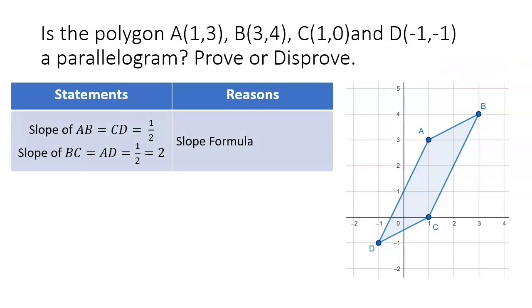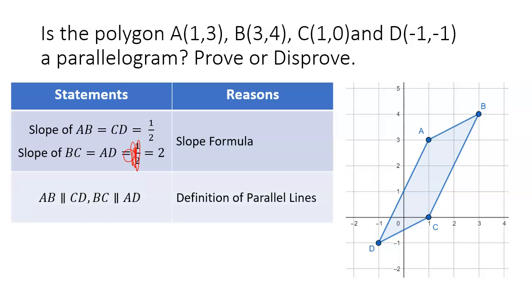So I can say my slope of AB and CD are the same, and that's 1/2. My slope of BC and AD are the same. It is not 1/2, it is just 2. Okay. Then the next thing I can do is, because I have 2 sets of lines that have the same slope, I can say those sets are parallel. So I can say AB is parallel to CD and BC is parallel to AD. The reason for this is definition of parallel lines.